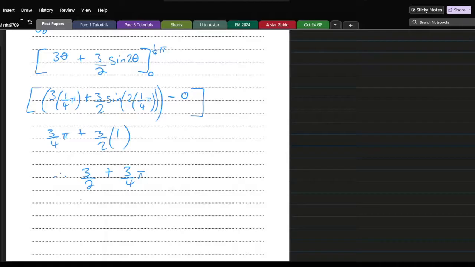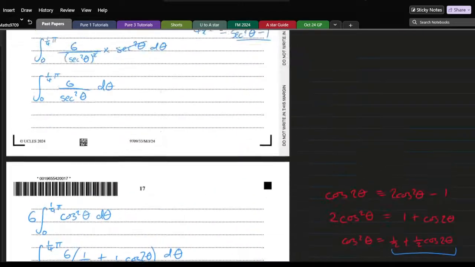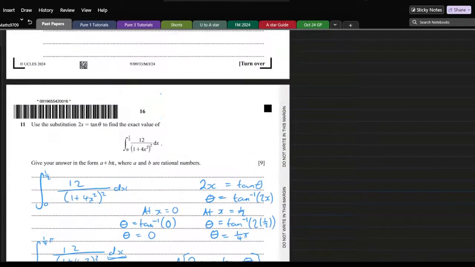And if you go back to the beginning, they wanted their answer in the form a plus b pi, where a and b are rational. As you can tell here, 3 over 2 is rational, 3 over 4 is rational. So that there is our final answer, and I believe that's the paper as well.